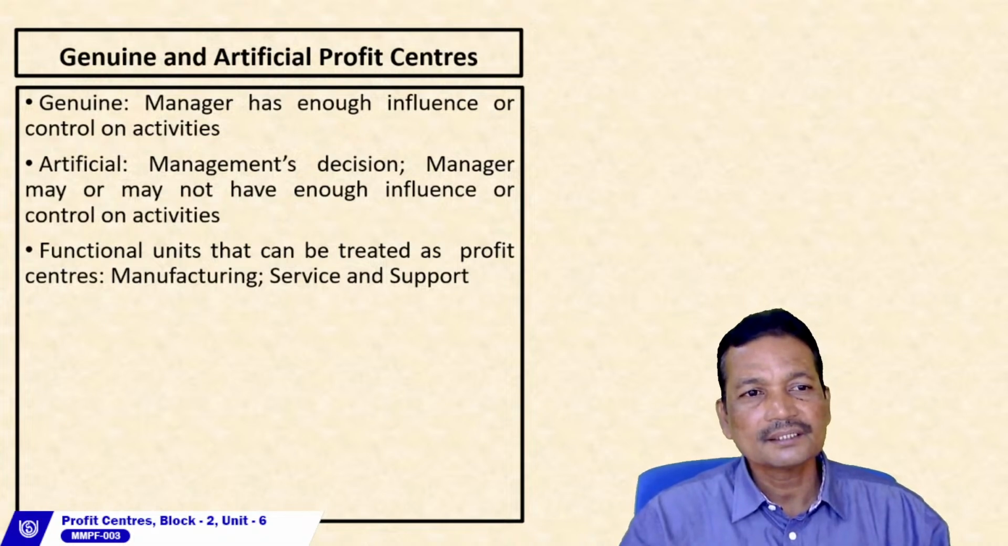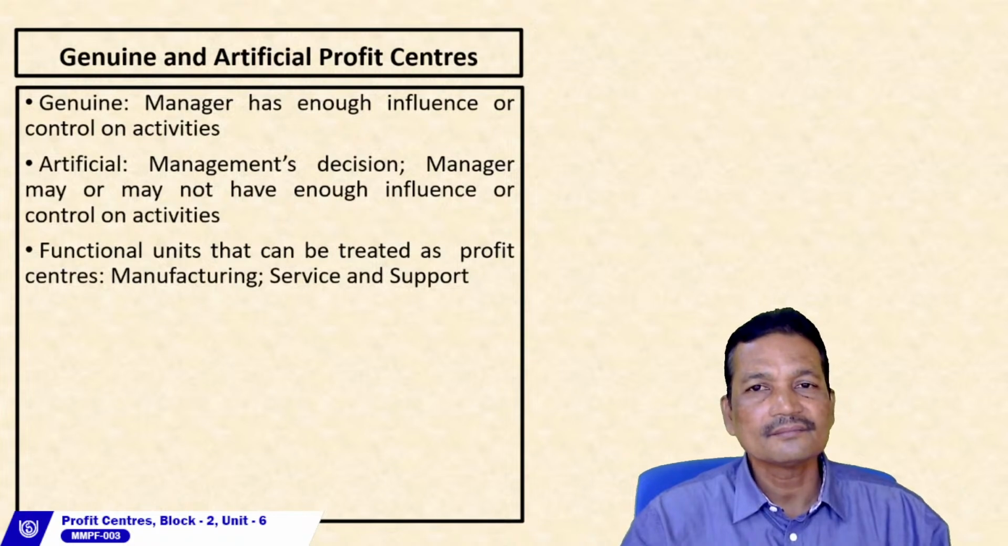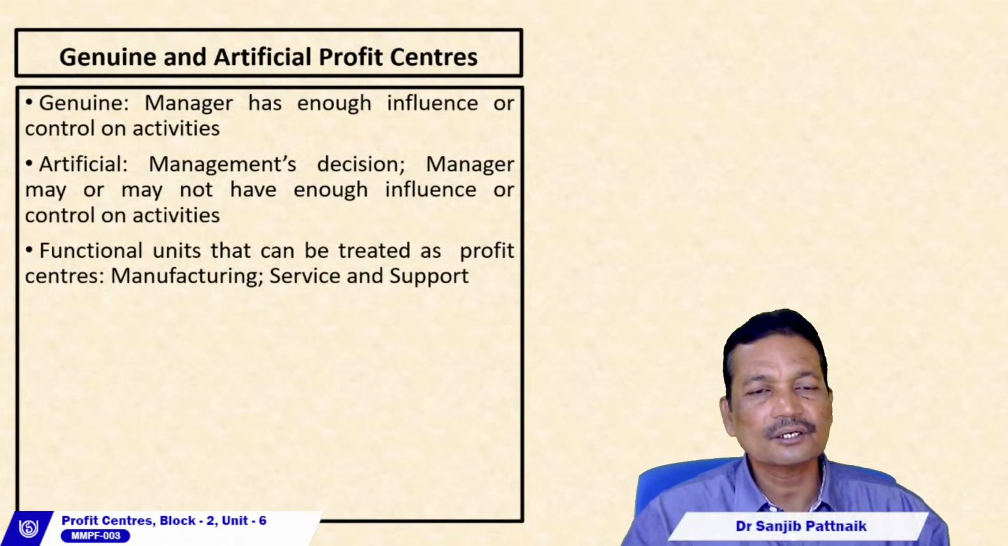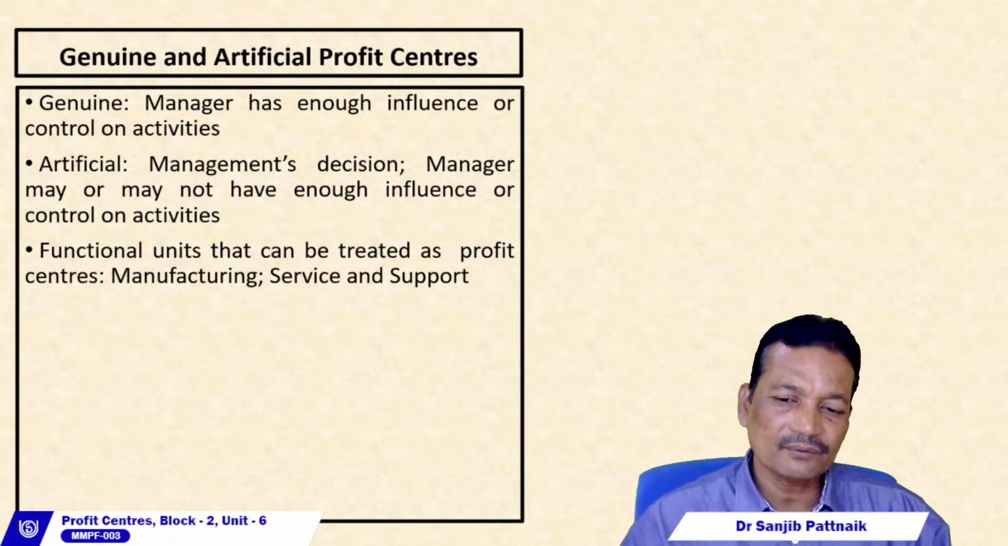Sometimes what happens, there are certain items which according to manager's decision, the profit center manager may or may not have enough influence or control on activities. Usually these are functional units. The service and the support as well as the manufacturing.